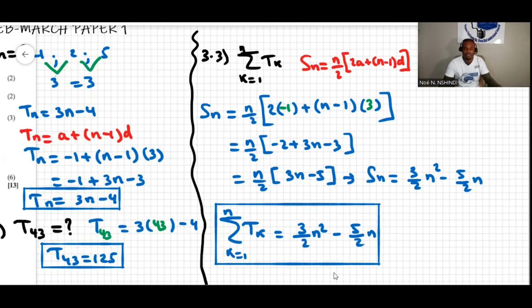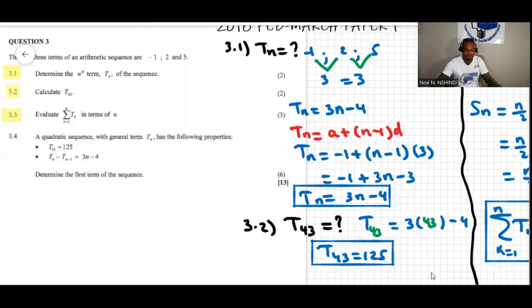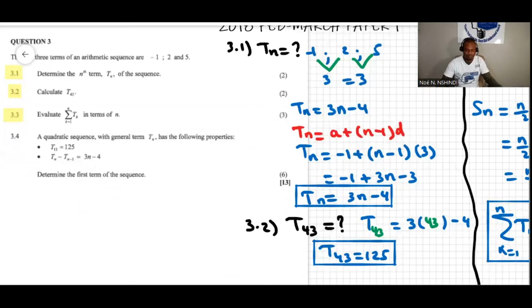Well, we have another question, question 3.4. The question says that a quadratic sequence with general term Tn has the following properties: T11 equal to 125, and Tn minus Tn-1 equal to 3n minus 4. Now the question says determine the first term of the sequence. So I'm going to move my board this way.